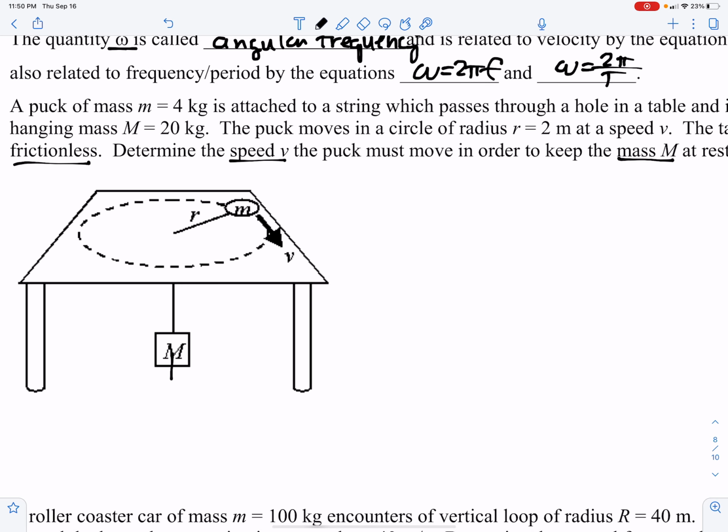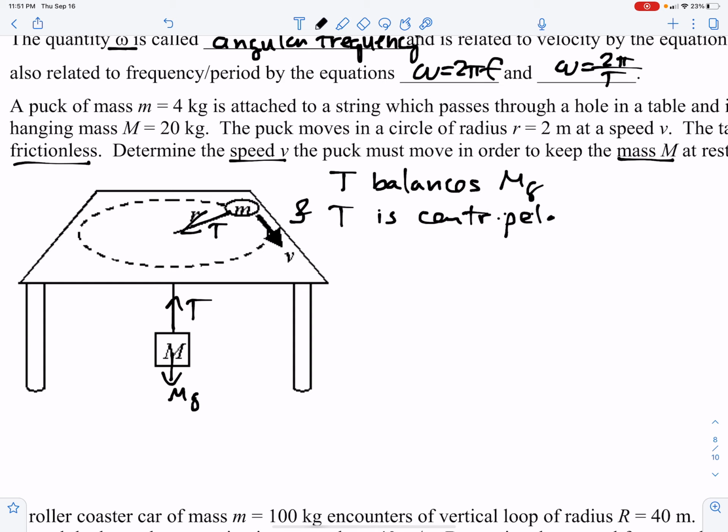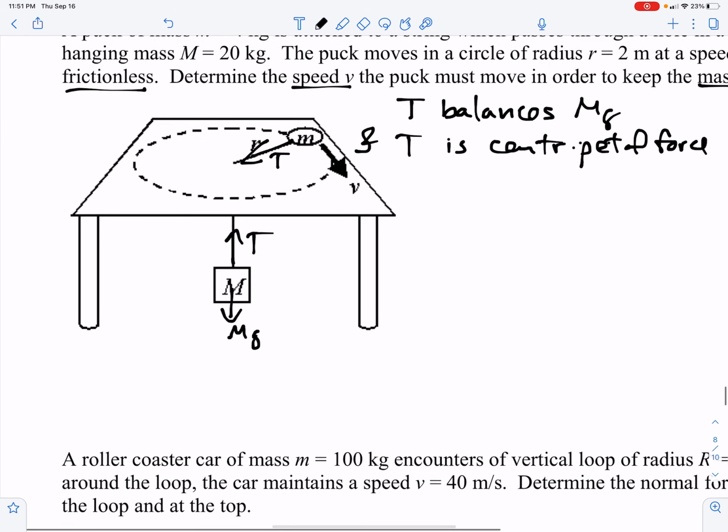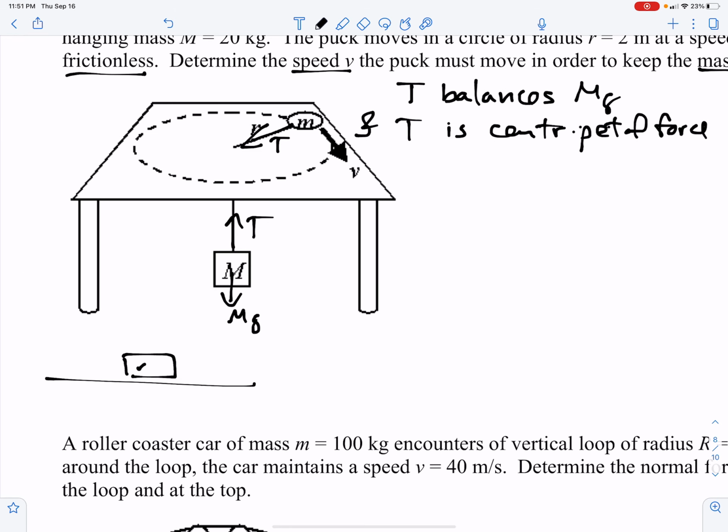Well, if the hanging mass is at rest, then big Mg balances tension going up. Now that same tension is also pulling to the middle of the circle and causing m to go in a circle, which means tension is not only balancing big Mg, tension balances Mg, and tension is a centripetal force. Centripetal forces cause circular curvature. Okay, now if we look at that puck from a side view, here's the table, here's m. You've got the normal force going up, you've got mg going down, you've got tension going inward to the middle of the circle.